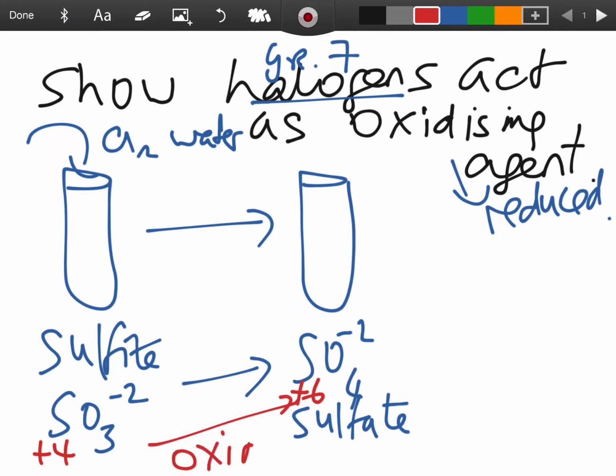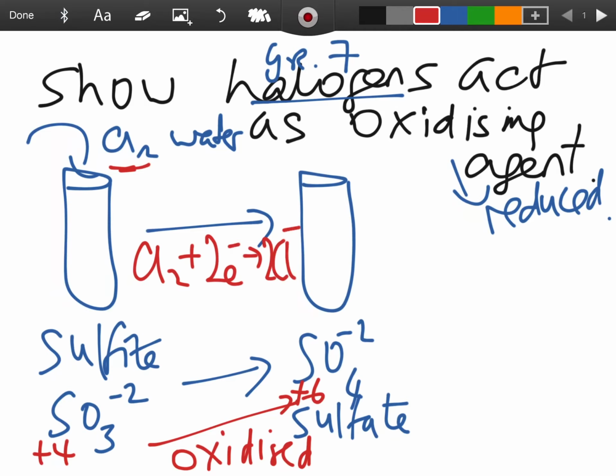Now, if you figure out the oxidation state of the sulfur, you'll find the sulfur is plus 4 here and it's plus 6 here. So what has happened? The sulfur has been oxidized. So you've gone from a sulfite ion to a sulfate ion. But what has happened to the chlorine? Well, if the sulfur has been oxidized, the chlorine has been reduced. So the chlorine has gained 2 electrons and you formed 2 chloride ions. Now you cannot see the chloride ions or the sulfate ions.